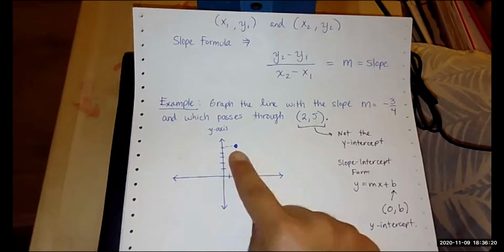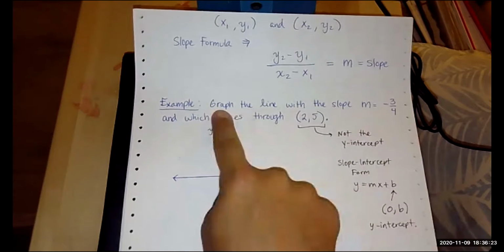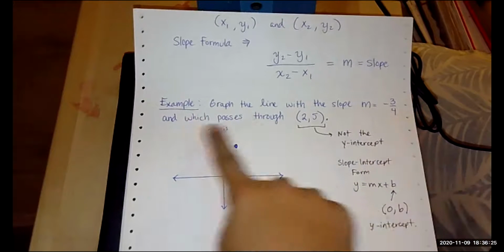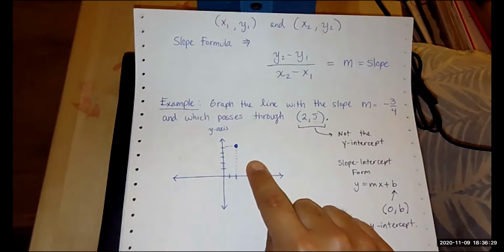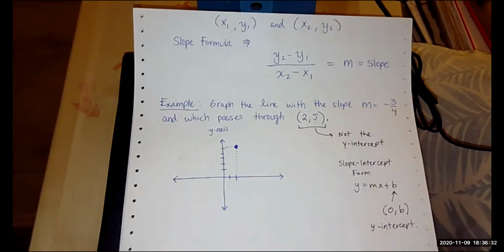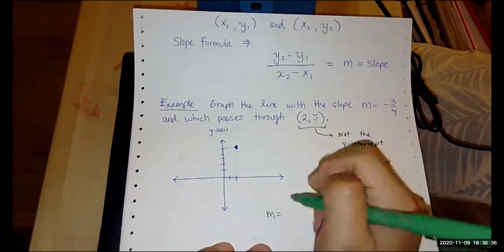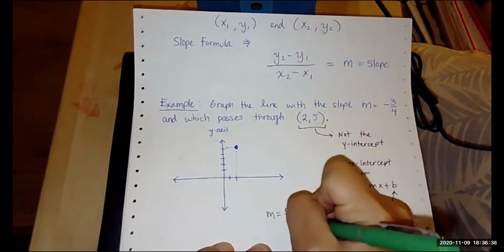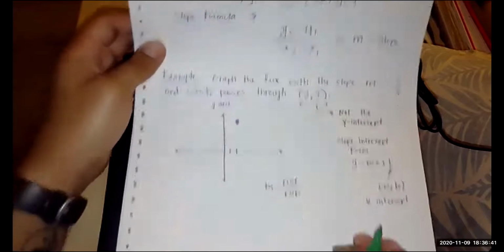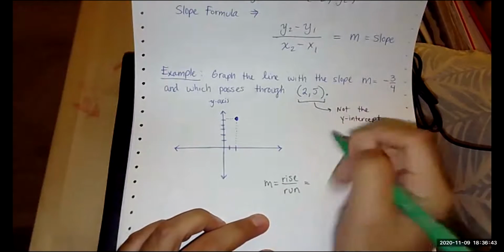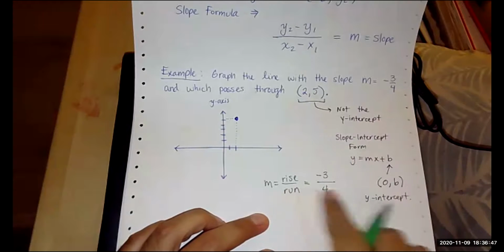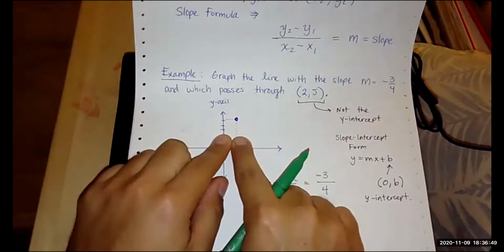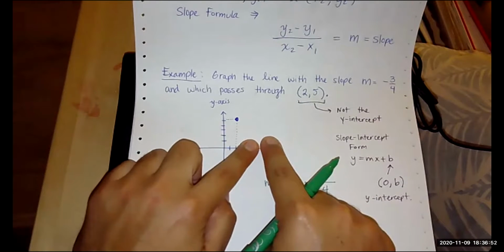Okay, so this is just asking me to graph the line with this slope which passes through this point. Once you've plotted that point, we can use the slope the same way that we did on Wednesday, and the slope m tells us rise over run. So in that case, we're going to rise -3 and we're going to run 4. So I'm going to go down 3 and then over to the right 4.